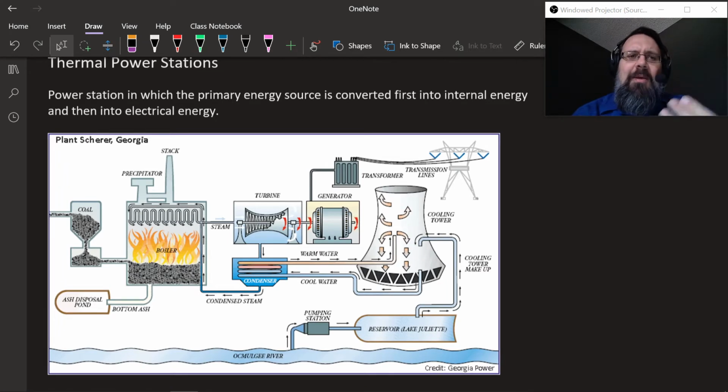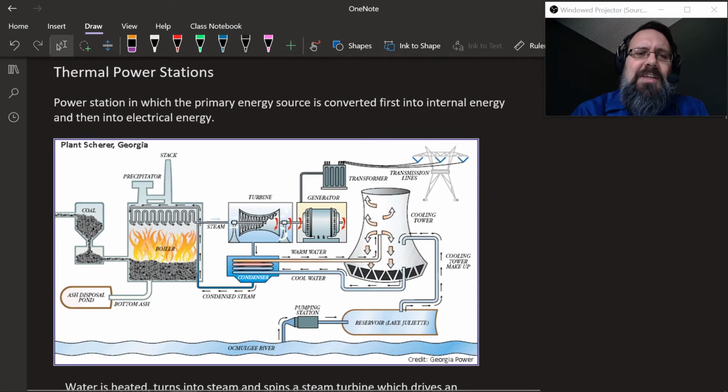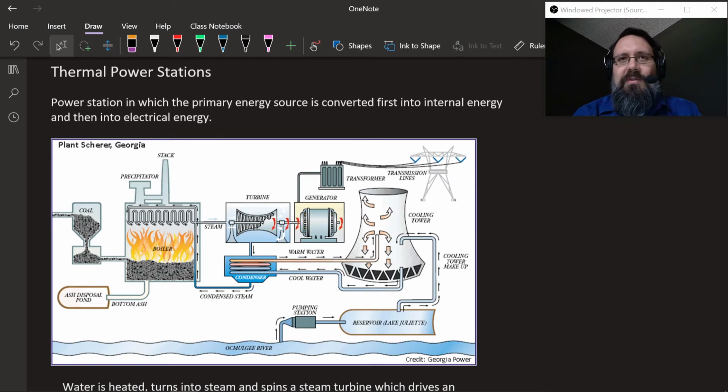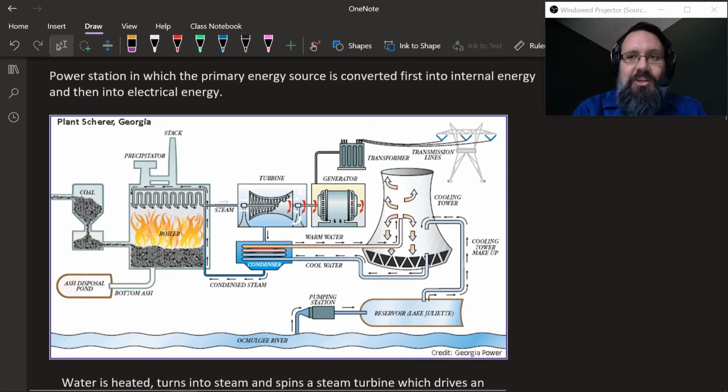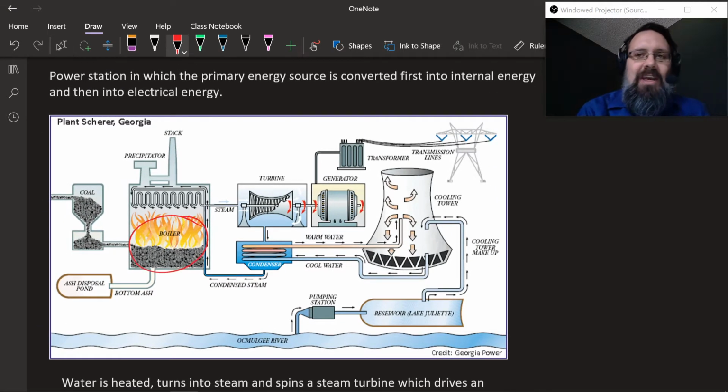Basically, thermal power stations are power stations in which the primary energy source, whether it's nuclear or coal or natural gas or whatever, is first converted into internal or thermal energy, and then it's converted into electrical energy. It takes a large station to do this, with a lot of pieces. You have to burn the fuel and extract the energy out. So now we've turned it into internal energy.